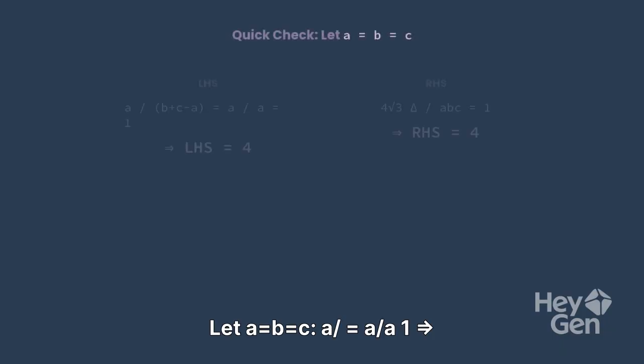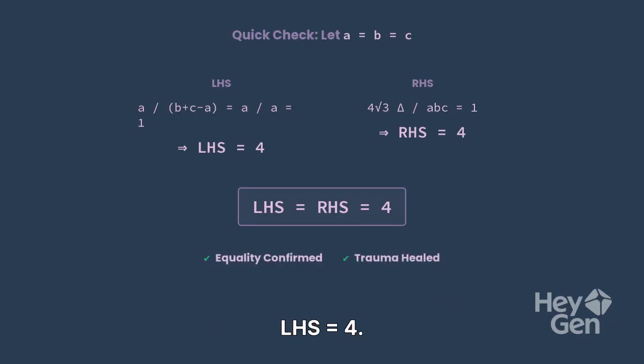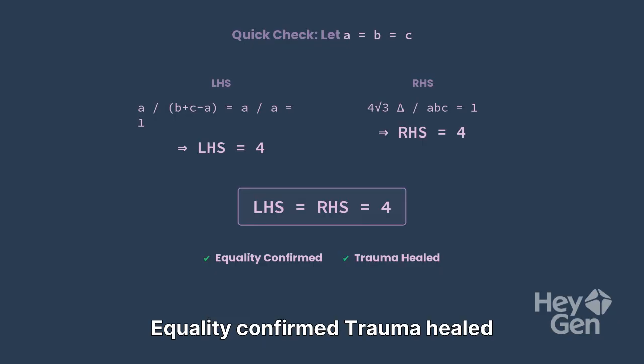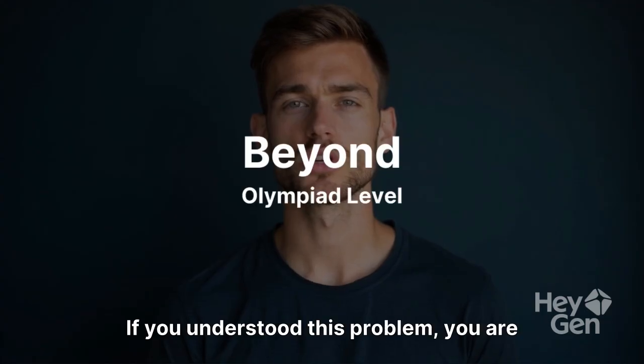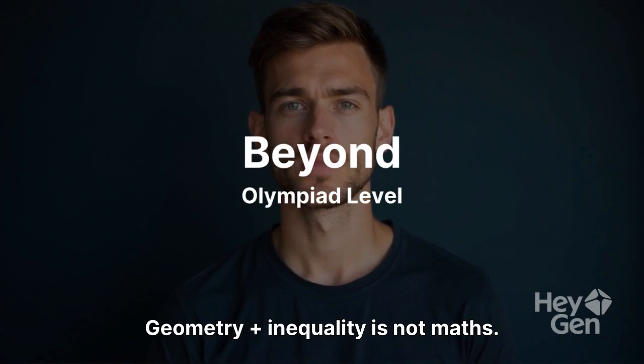Unlike your ex. Let A equals B equals C. A over (B plus C minus A) equals 1. LHS equals 4. Also, delta over ABC equals 1. RHS equals 4. Equality confirmed. Trauma healed. If you understood this problem, you are officially beyond standard Olympiad level.